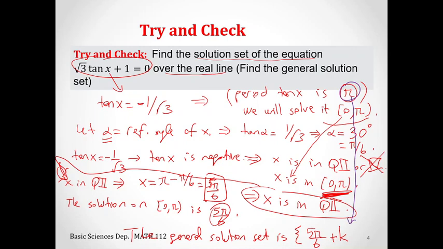Then you will put this pi, and you will count all the integers. So for each integer, k equal to 1, minus 1, minus 2, 2, 3, 5 million, or 1 million.